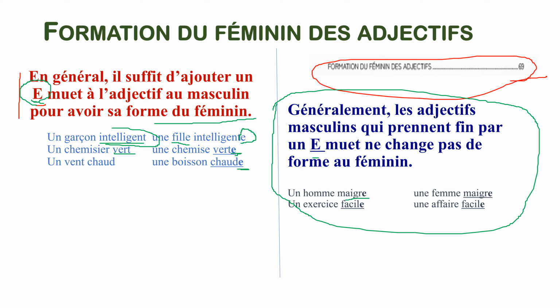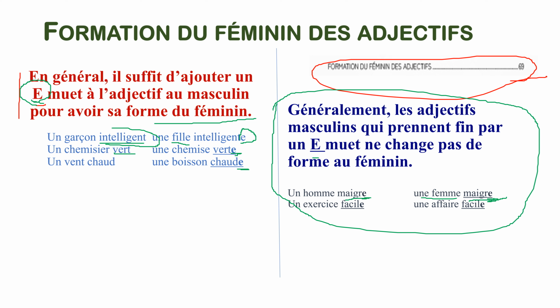Un homme maigre. Does it end with an E? Yes. Is the E silent? Yes. So, une femme maigre. Just because it is une femme, you do not have a feminine form for maigre. It stays maigre. Okay? Keep that rule in mind.